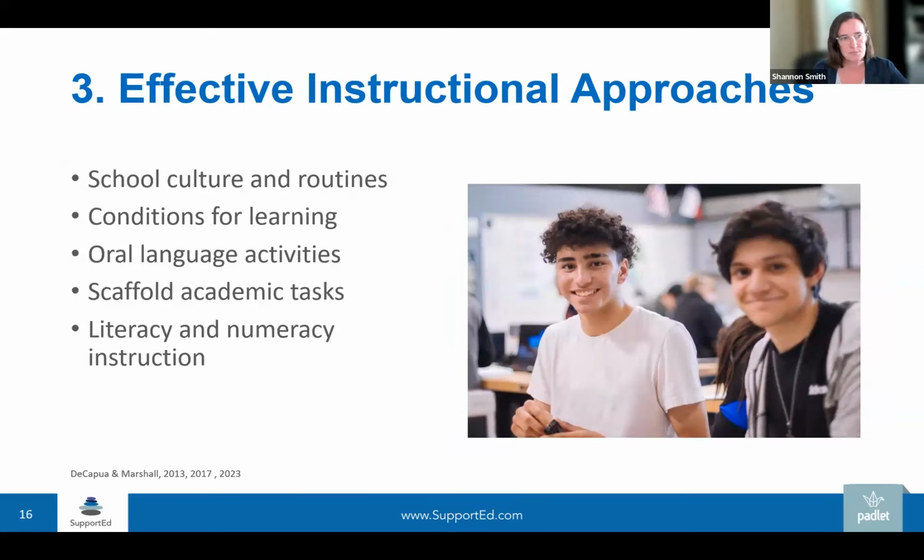The third aspect that we are talking about in terms of program is effective instructional approaches. And I'm not going to spend a lot of time on that today because Carol's going to spend a lot of time on that a little bit later. But these five areas of effective instruction for SLIFE, they come from DeCapua and Marshall. And I know the stuff that Carol's going to share later is going to address a lot of these pieces because we know it's just good stuff. And it's effective for helping support your SLIFE in that instruction and helping them to build that language and literacy.